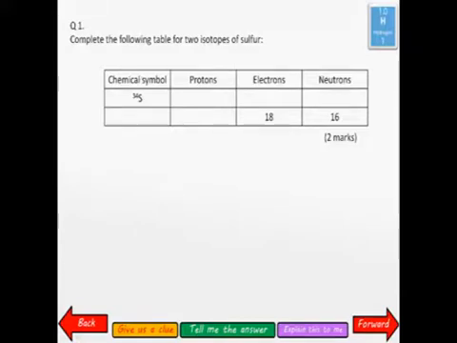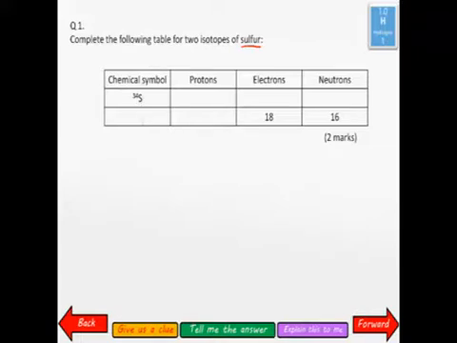So for this one, we've got to work out how many protons, electrons and neutrons there are in these different species, and we're given some bits of information and we have to fill in the gaps. We're told that we're talking about two isotopes of sulfur, so we're talking about the same element, they've just got a different number of neutrons and a different mass.